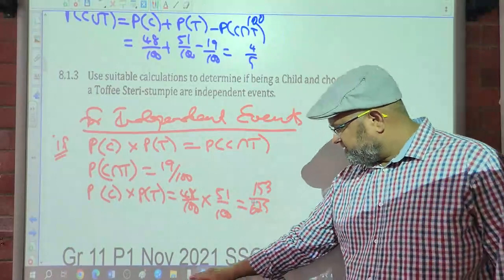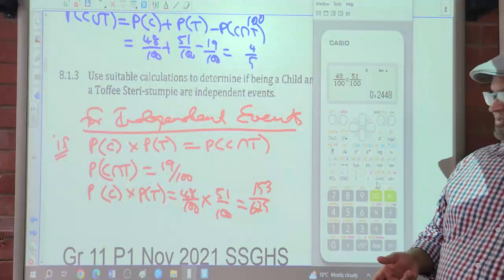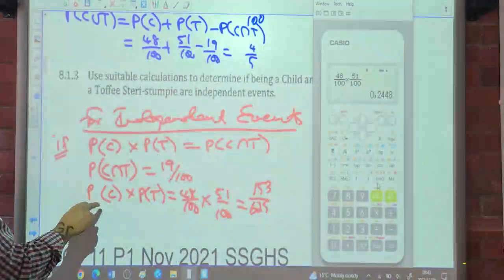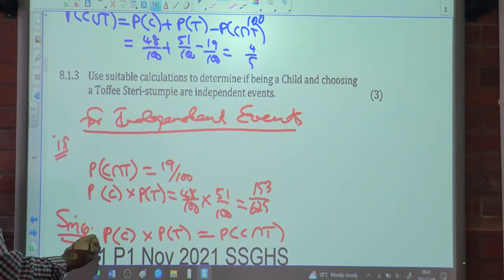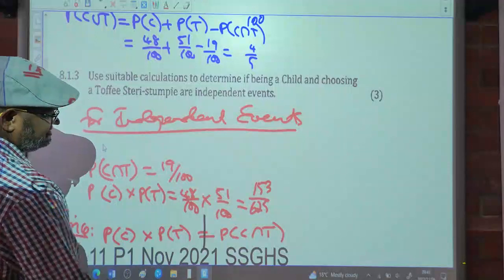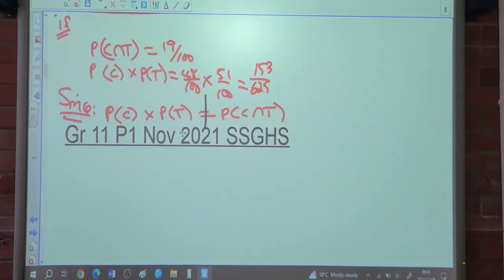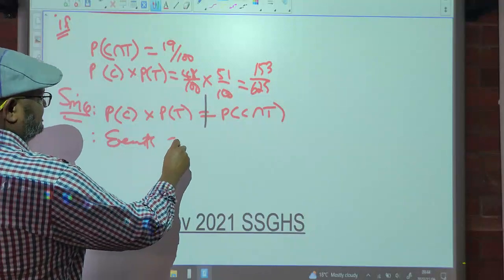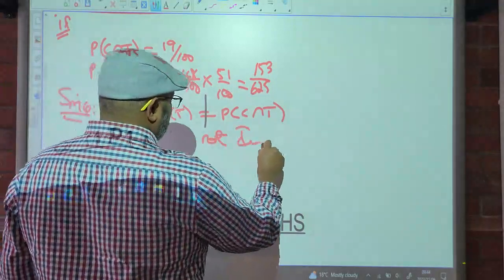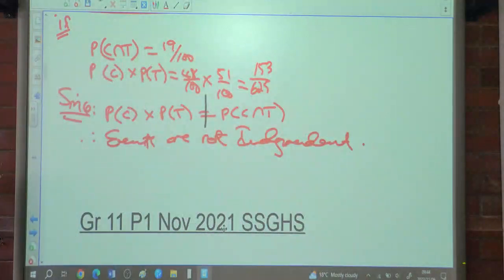Is that the same? No, that is 0.19. This is different. So we say, since the product is not equal, therefore the events are not independent. Well, they are dependent on each other.